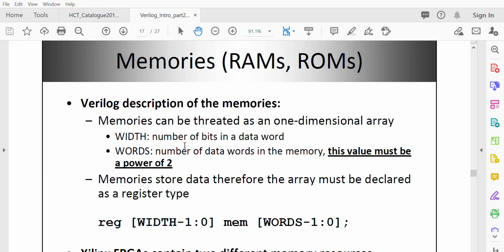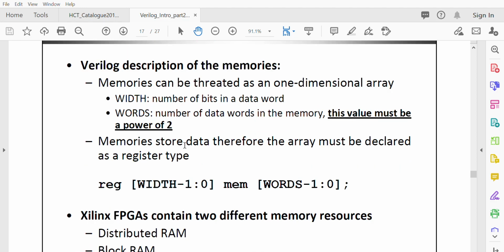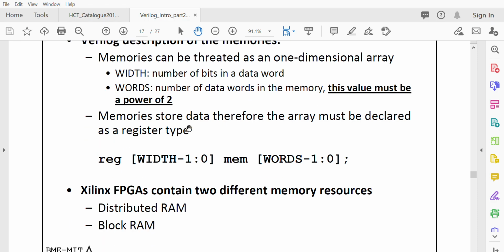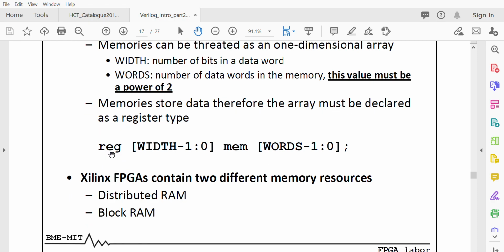Memories, RAMs and ROMs. Verilog description of the memories. Memories can be treated as a one-dimensional array. So it has a width, the number of bits in a data word, and it has a number of words, the number of data words in the memory. This value must be a power of 2. Memories store data, therefore the array must be declared as a register type. So this is a reg.